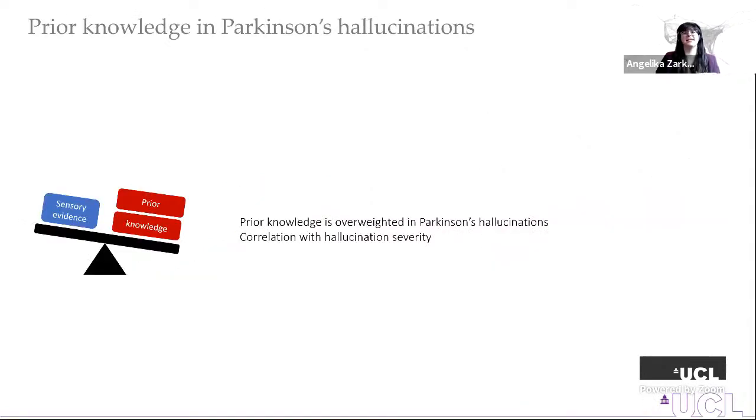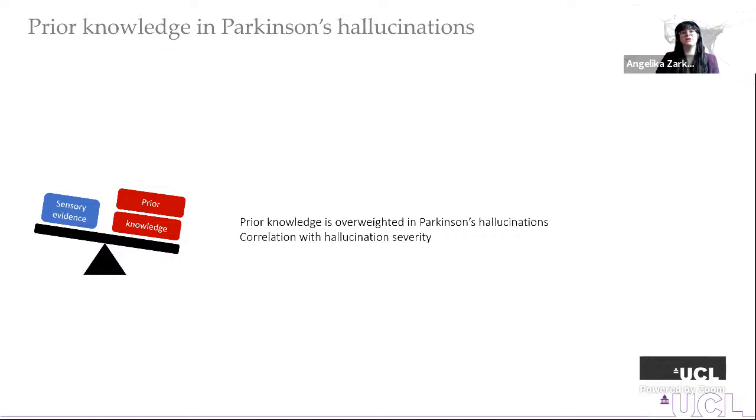And this implies that people with Parkinson's and visual hallucinations rely on their prior knowledge more when viewing an ambiguous image than people without hallucinations do, because giving them prior knowledge in this instance had a significantly bigger effect in hallucinators than non-hallucinators. And this overweighting, this over-reliance on prior knowledge was associated with hallucination severity. So people with Parkinson's and visual hallucinations show an imbalance in these competing influences in vision. But why did this happen? What changes in the brain could lead to this?